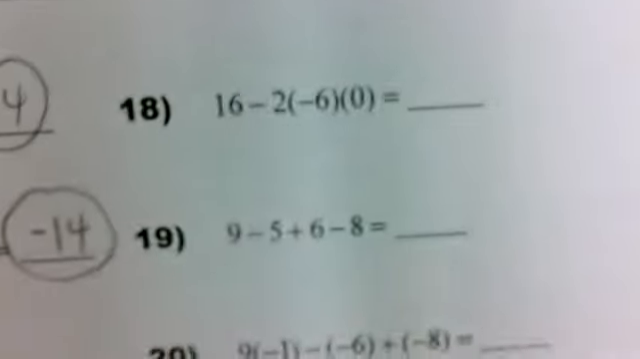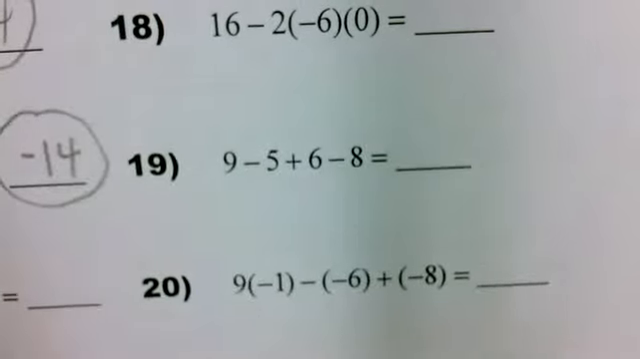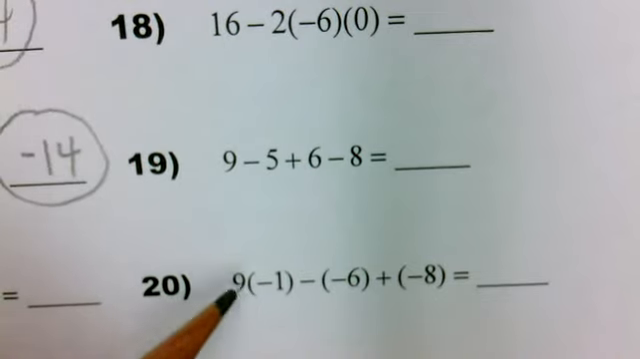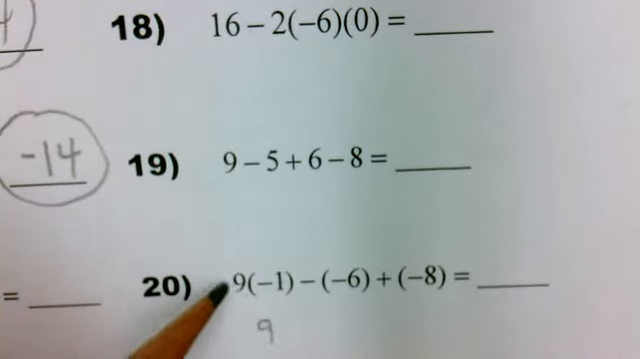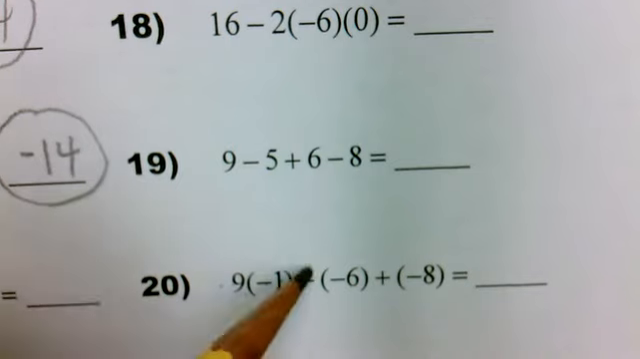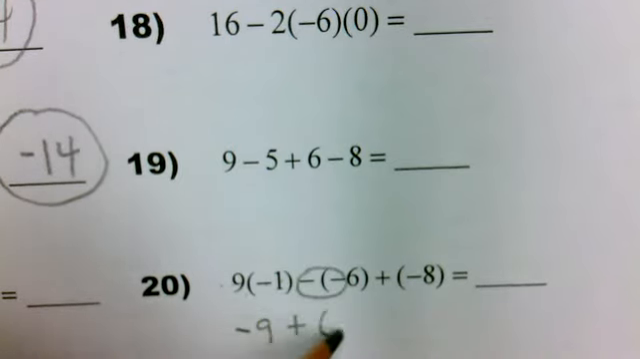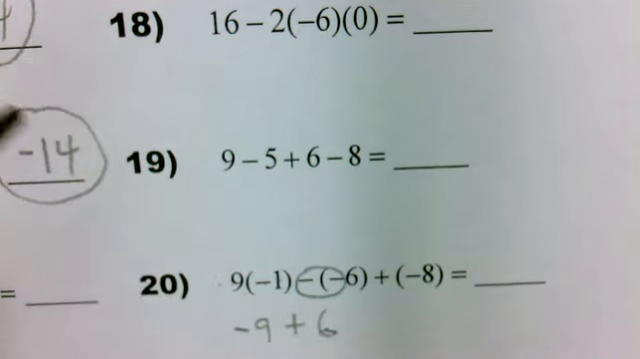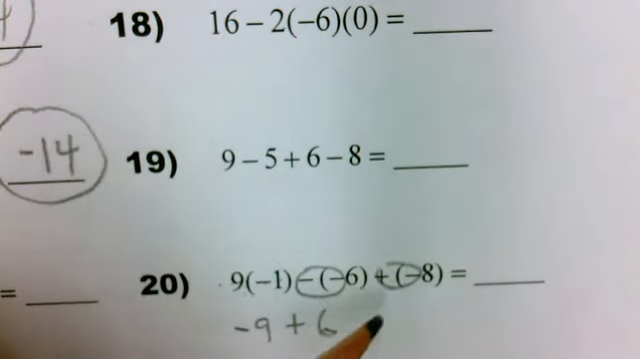All right, let me go down to number 20. Again, here's where I have multiplication. 9 times 1 is 9. Positive times a negative, negative. Double sign rule. Two negatives make a positive. 6. Positive times a negative is negative.